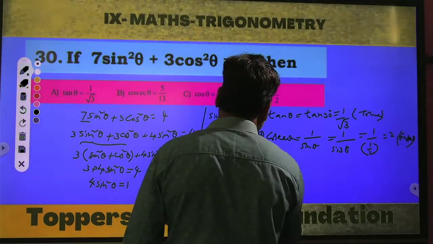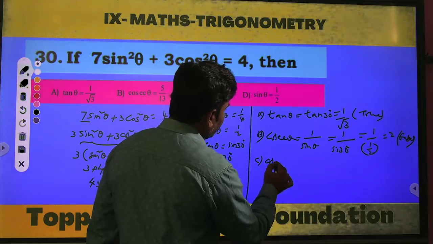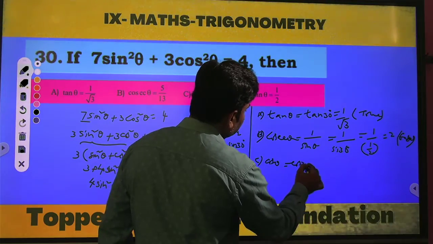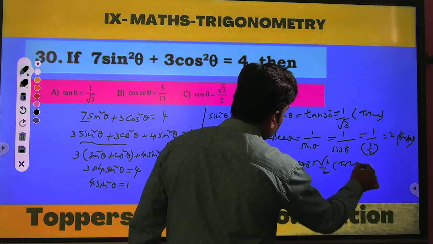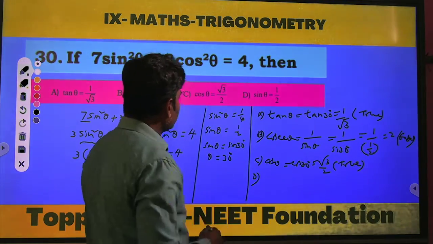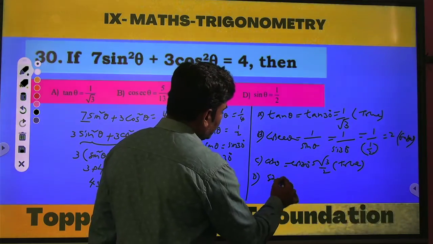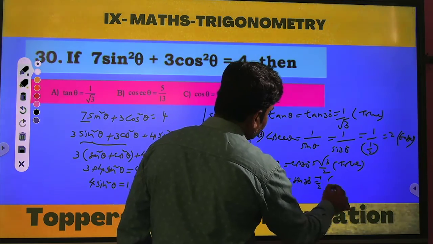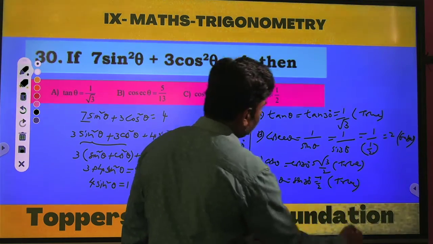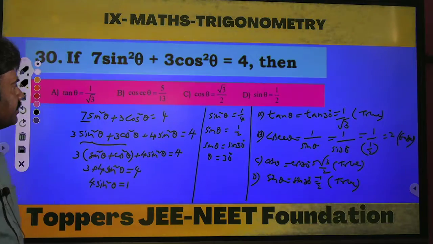Now option C, cos theta is equal to root 3 by 2. Here cos theta means cos 30 degrees. Cos 30 degrees, you know that, root 3 by 2. So option C is correct. Now option D, sin theta is equal to 1 by 2. Yes, already we have proved sin theta means sin 30 degrees, that is equal to 1 by 2. So option A, option C and option D are correct.